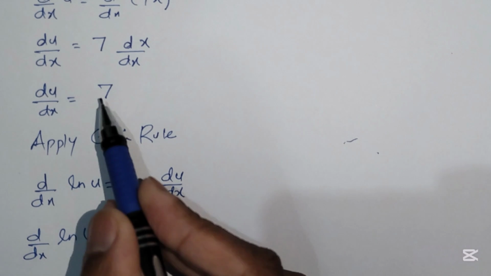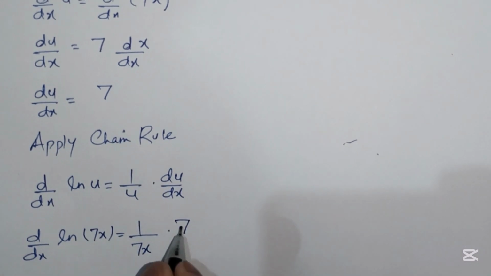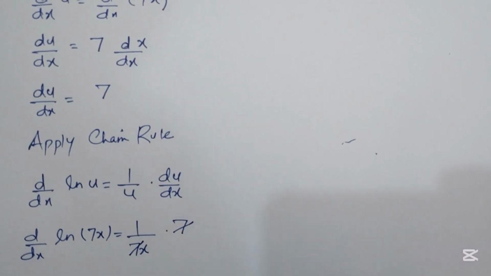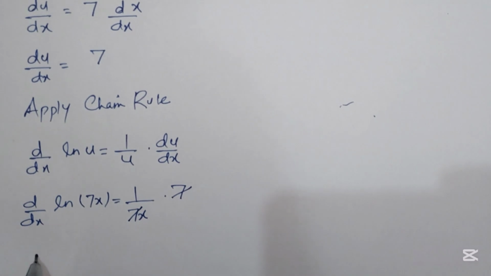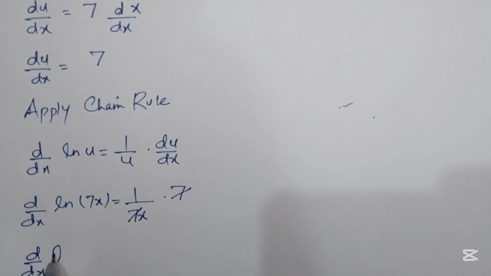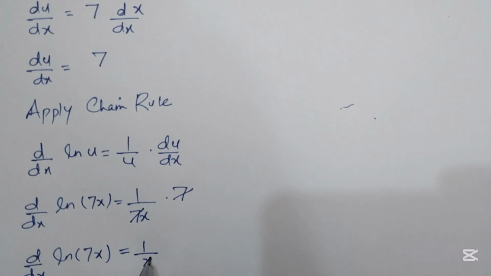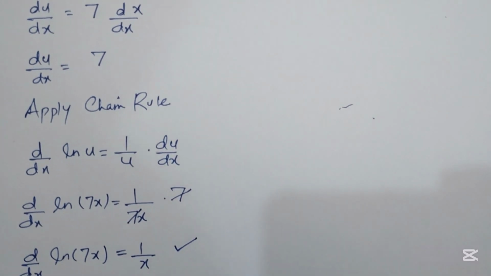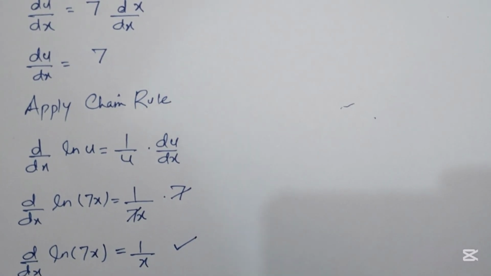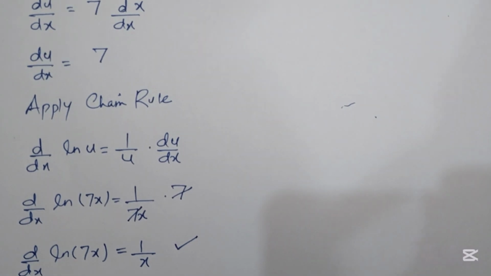times du by dx, which is 7. 7 cancels with 7. We get d by dx natural log of 7x equals 1 by x. This is the final answer for the function natural log of 7x.